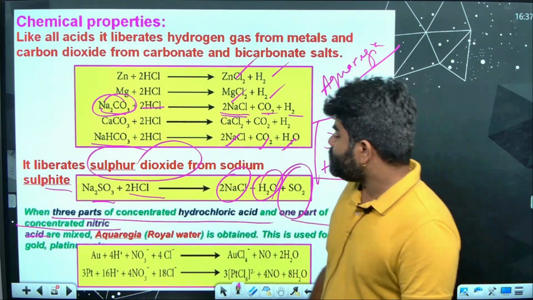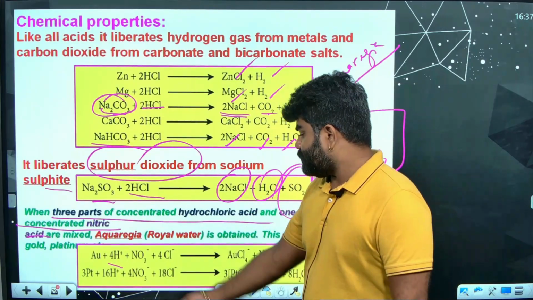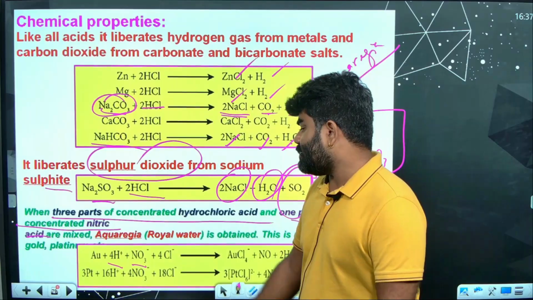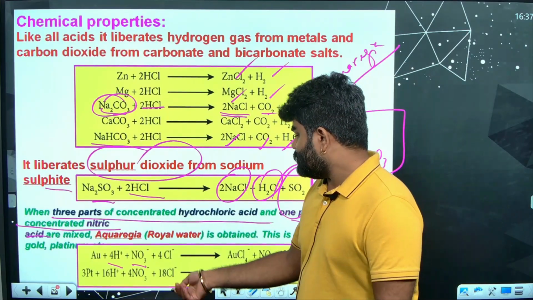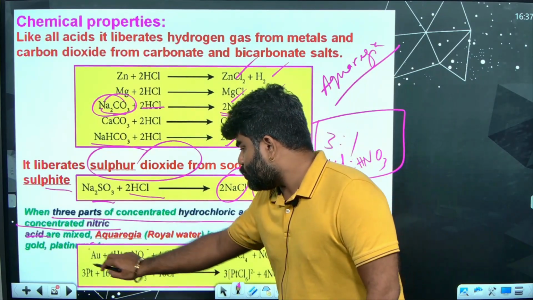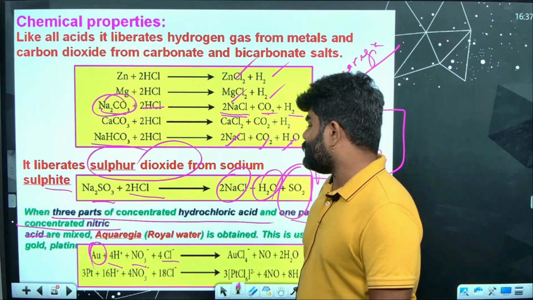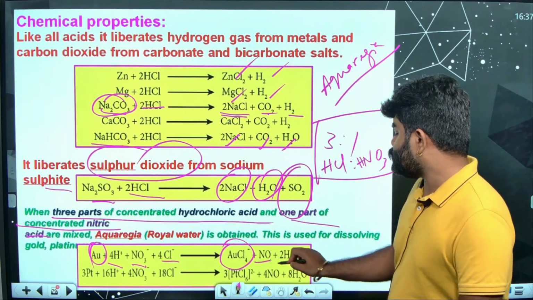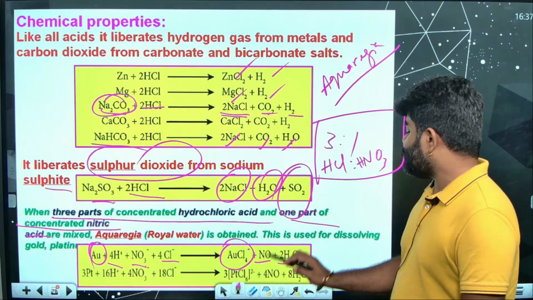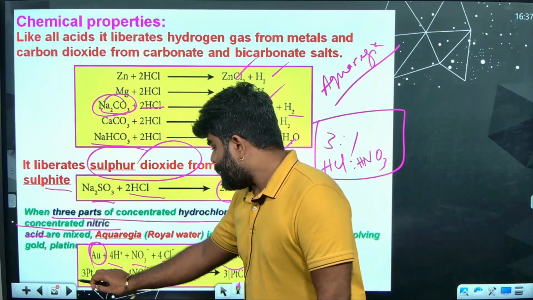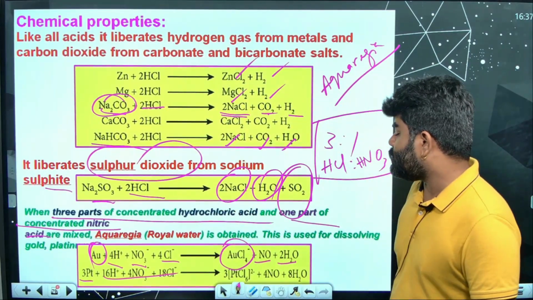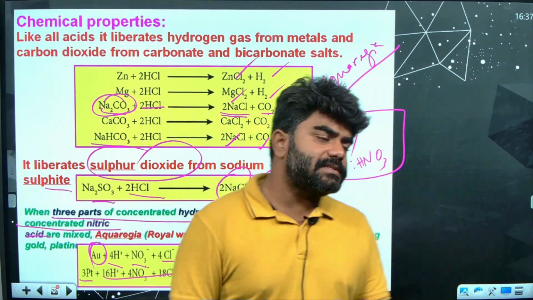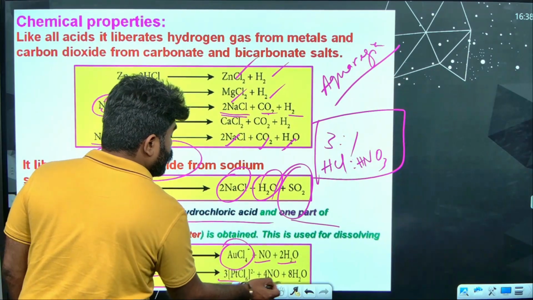So here you see that the 4H plus from the acid HCl and nitrate ion from HNO3 react with gold in presence of the chloride to form AuCl4 minus with evolution of nitrogen monoxide with H2. In the same way, when platinum is treated with this aqua regia, we get PtCl6 2 minus complex with evolution of NO and H2.